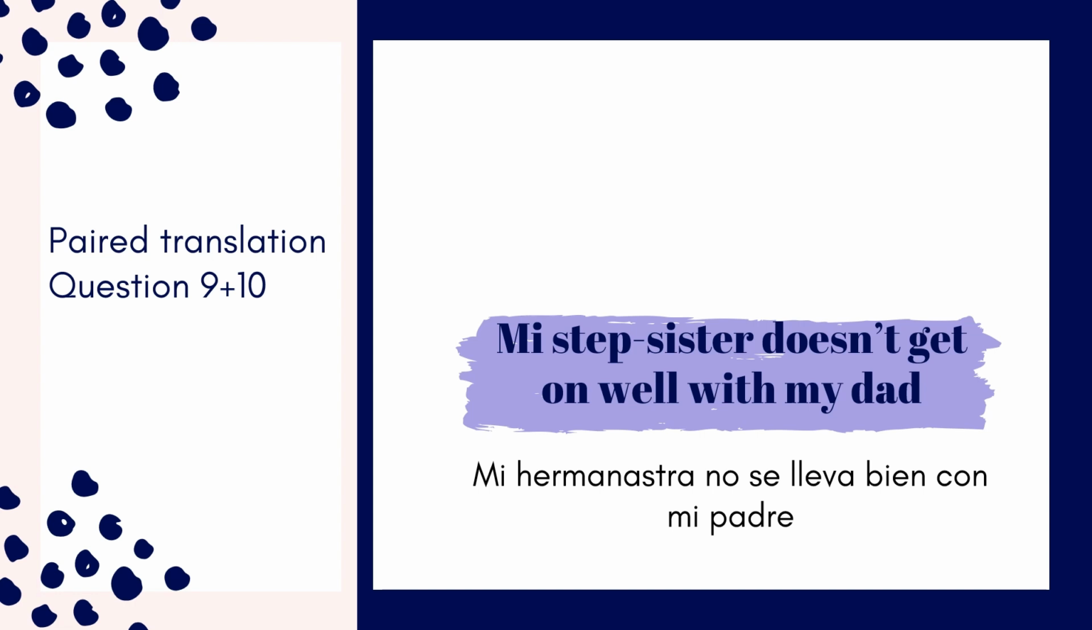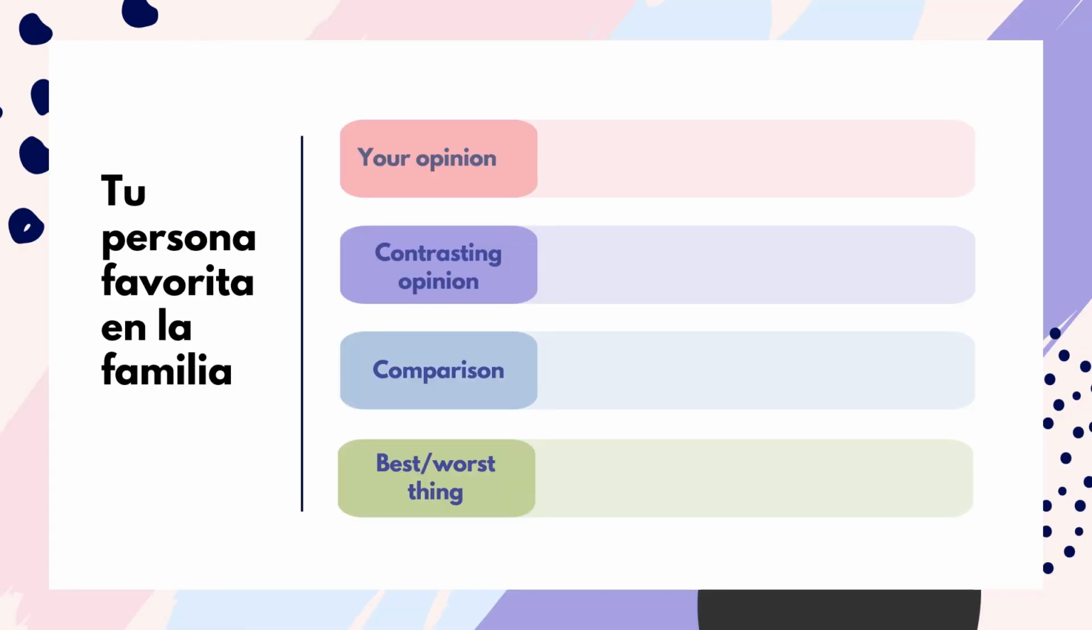Okay, so we have now reviewed that vocabulary, and for my final trick, I am going to teach you the easiest way to answer any question in speaking or writing that asks you to give your opinion. Okay, so we are going to be answering the question, tu persona favorita en la familia, and this was a bullet point on an 80 to 90 writing question in maybe a recent Edexcel GCSE paper.